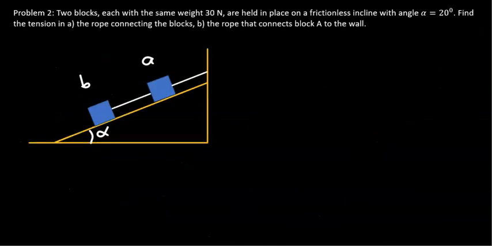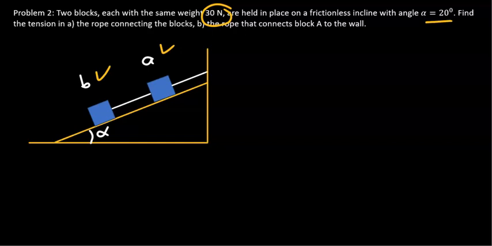Problem 2. Two blocks, A and B, each with the same weight of 30 newtons, are held in place on a frictionless incline with an angle alpha of 20 degrees. Find the tension in the rope connecting the blocks, so that is that rope right there, and the tension in the rope that connects block A to the wall, that is this rope right there.